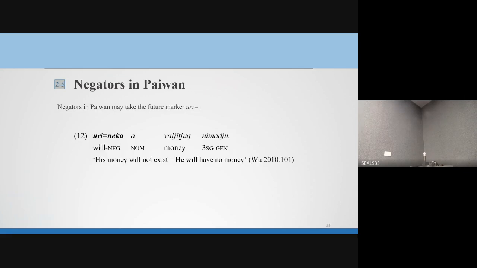Negatives in Tsou may take the future marker. Again, different linguists will analyze this differently. I would analyze this as a clitic rather than an auxiliary. Urinaka, nuka is a negative. Again, the uri behaves like na in Mono. The future marker or realis marker precedes the negator, as it does with a verb.